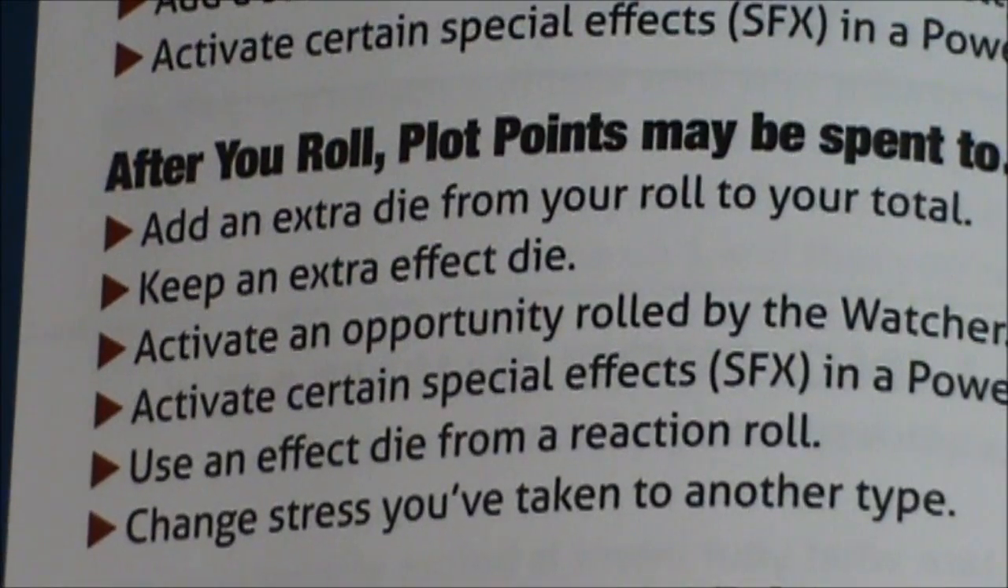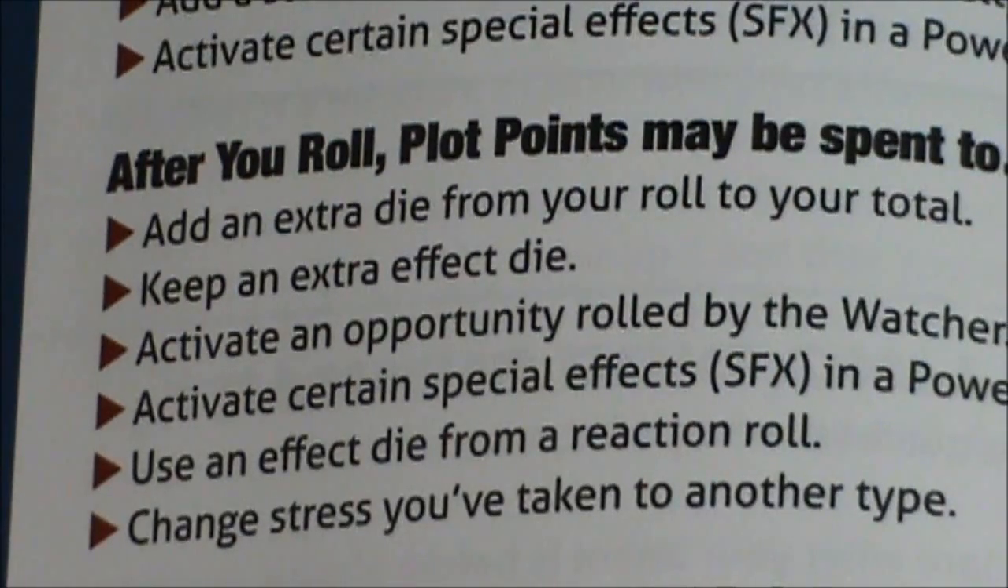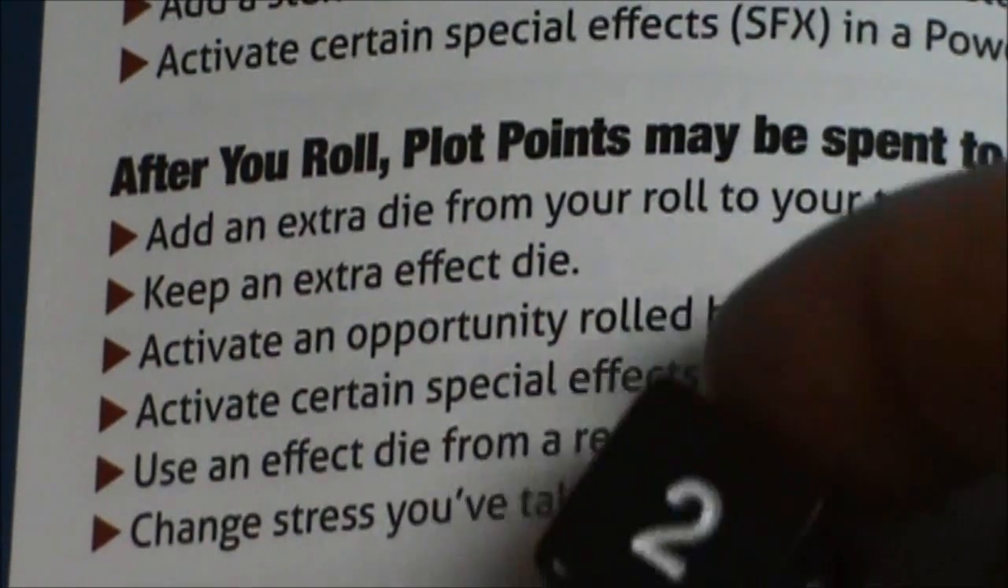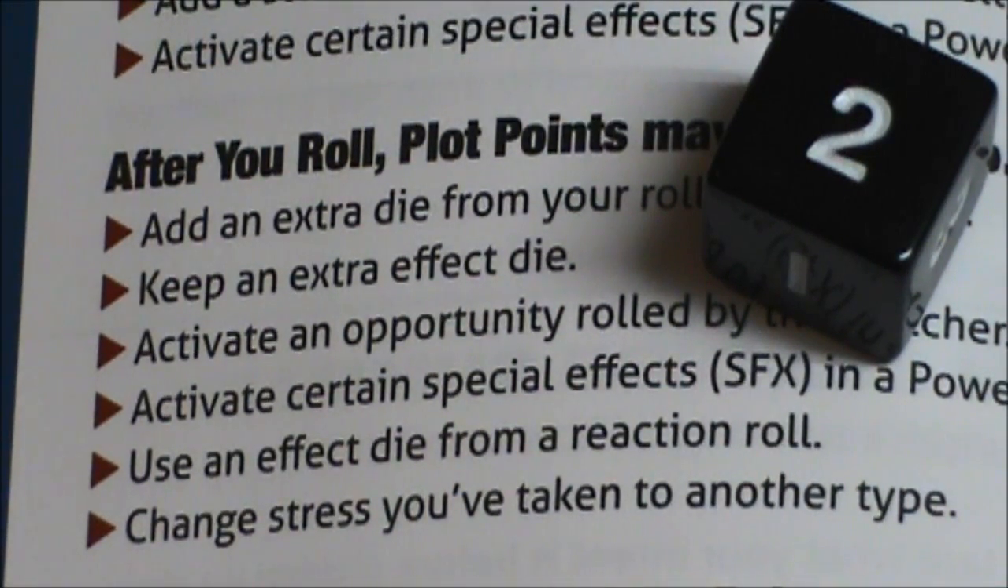One of the last ones that you can use, a way that you can use your plot point after the dice are rolled. Let's say that you're playing the Incredible Hulk and there was an attack against you. And the attack was successful and it caused you some stress, some physical stress. Let's say it was, we'll just make it something small, like a D6 physical stress. Well, you can spend a plot point to change the stress you've taken to another type.